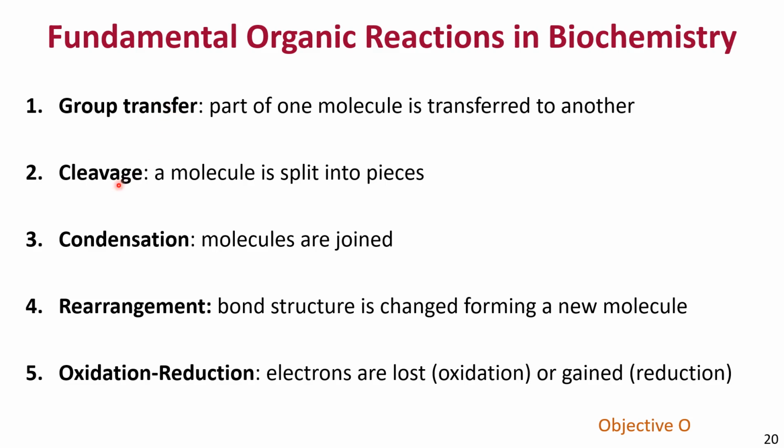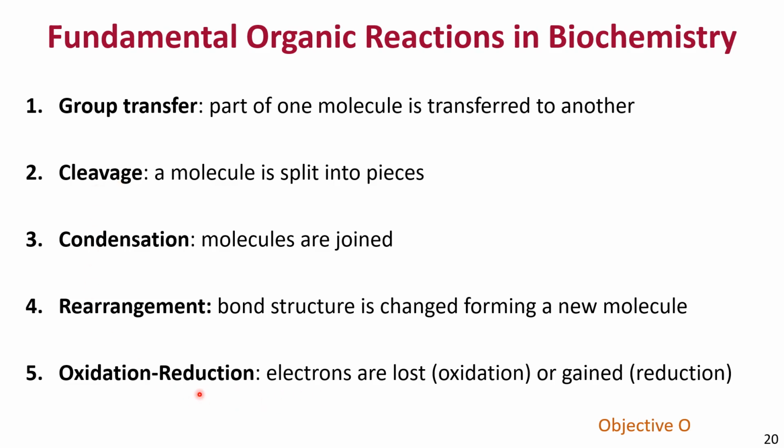Cleavage is what it sounds like. To cleave is to split. So a cleavage reaction will split molecules into pieces. To condense means to join or to bring together. So two things that are separated become one molecule. They're condensed. A rearrangement is where you go from one isoform to another. So you can rearrange the atoms, like a citrate molecule can become an isocitrate molecule. They are isomers of each other, and the rearrangement is what lets that happen.